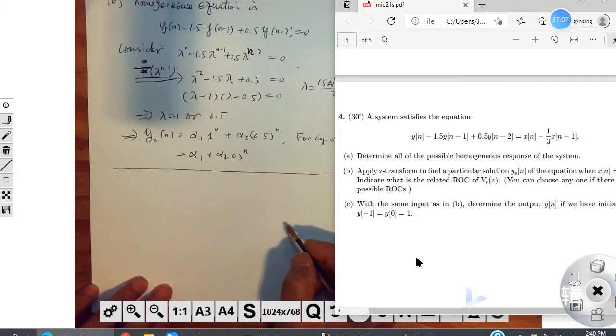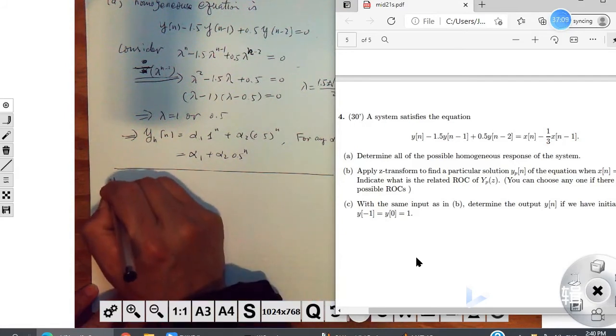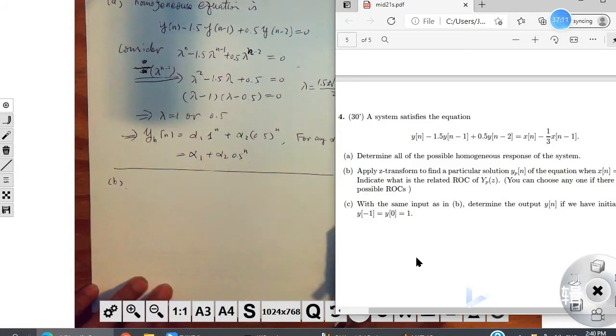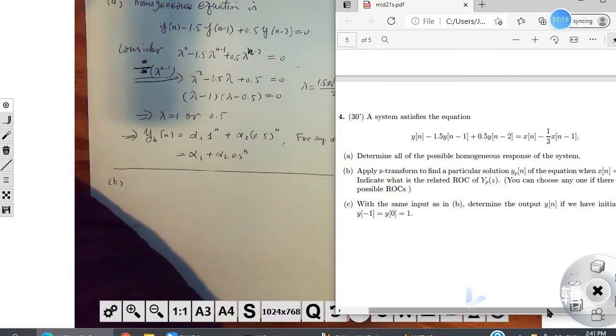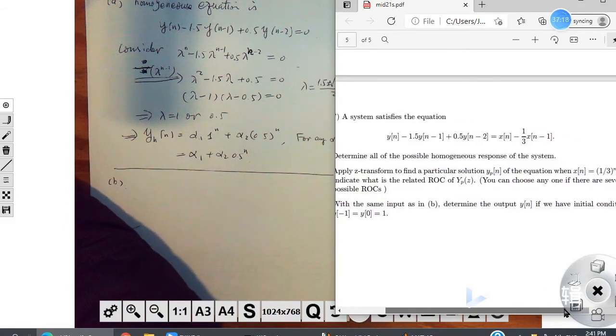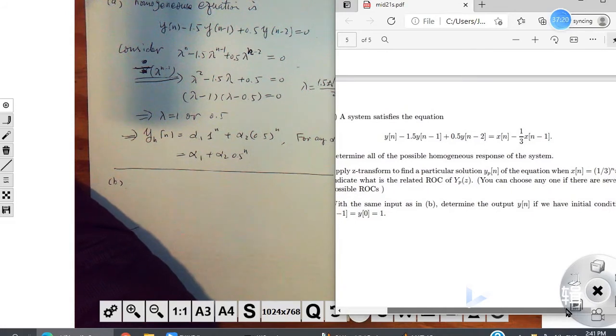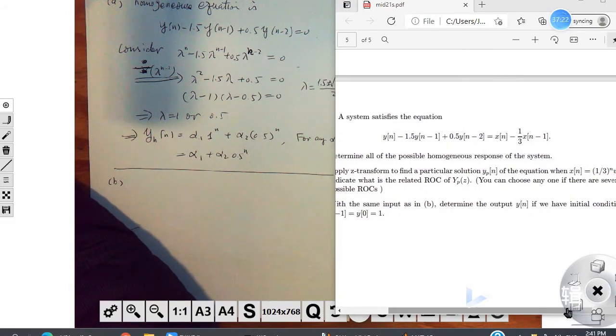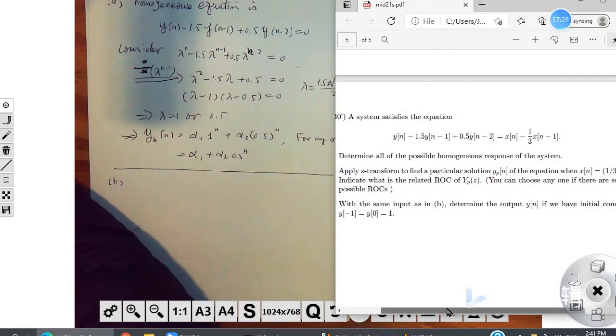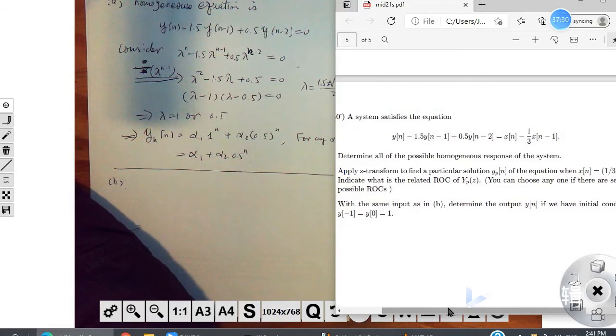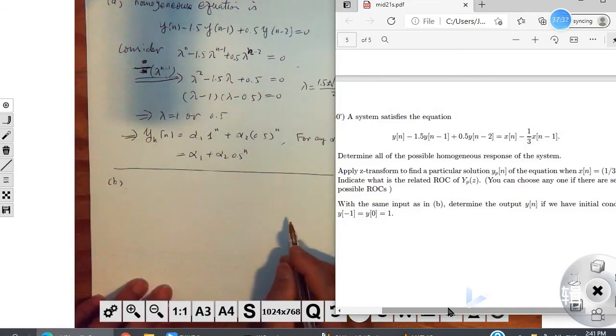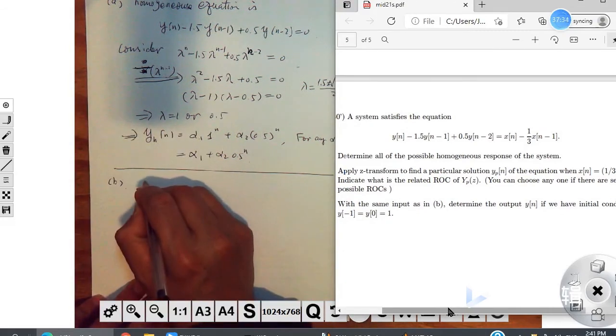And part B. Use Z transform to find the particular solution, where the input is given. The input is 1/3 to the n times u of n. And you need to indicate what is the related RC. Here we can have this, right? We check the original signal.